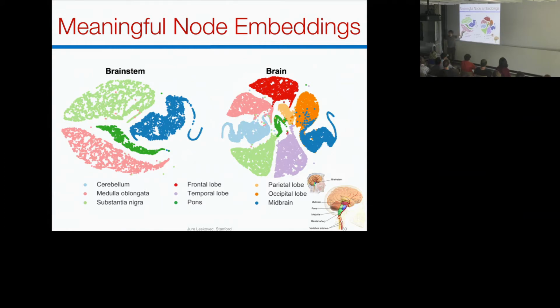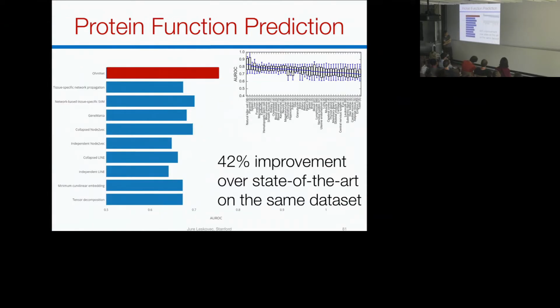Now that I have these types of coordinates, I can start learning models that will go and try to label proteins in my network. And what turns out is that I get this huge improvement by being able to learn these features and also use the hierarchy to propagate the signal up and down the hierarchy.